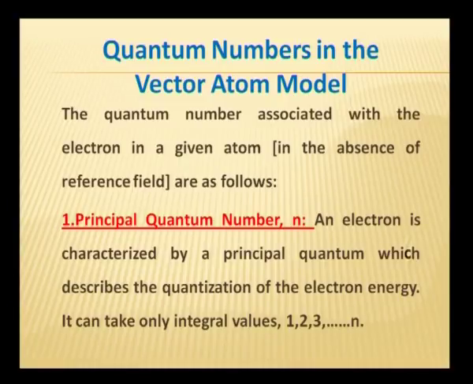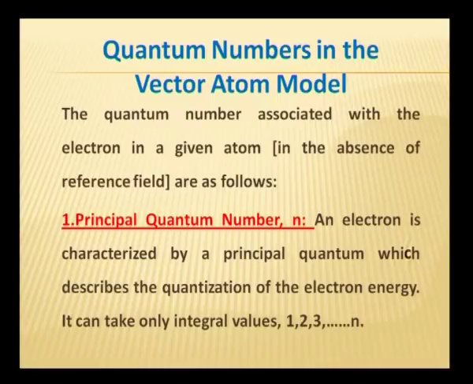The quantum numbers are very important. I will tell you now, unlike the Bohr atom model, where we have only one quantum number, and the Sommerfeld model, where we had 2, here in the vector atom model you are going to come across as many as 7 quantum numbers, which I am going to discuss now. The quantum numbers associated with the electron in a given atom, in the absence of a reference field, initially are as follows.